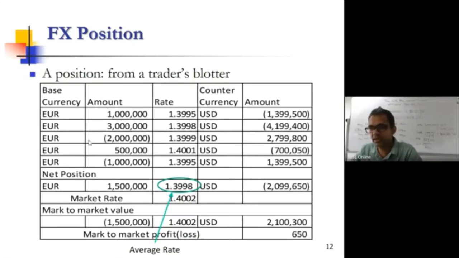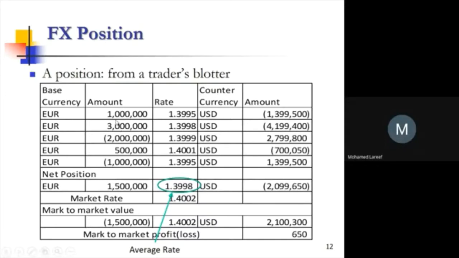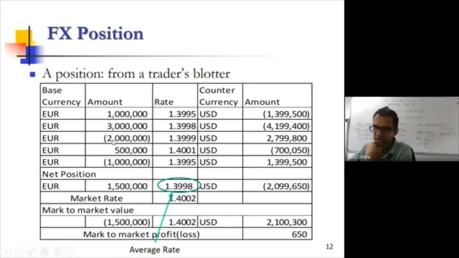So in the second transaction, you buy another 3 million. Then what is your position? Once you enter into the first 2 transactions, what is your position? Long 4 million. Long 4 million because you have bought 4 million. So then in the third transaction, you have sold 2 million. What is your position after the third transaction? What is the net amount? Long 2 million. 1 plus 3, 4 minus 2 is 2. Still you have a 2 million long position.